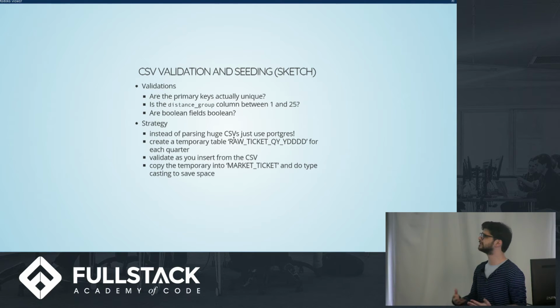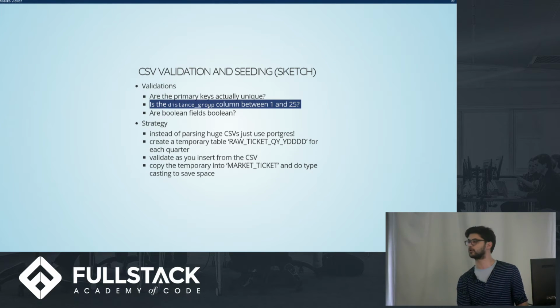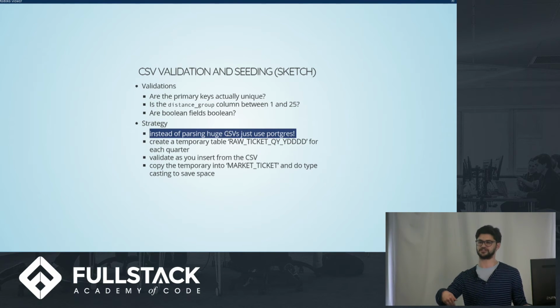And there are some things that you want to check before you actually validate this data. You want to check, are the primary keys that are said to be primary keys actually unique? Or are things like the distance group column actually between 1 and 25, right? You cannot really do that parsing 100 gigabytes of CSV files. It will be very slow. So one way to do it is use Postgres again.